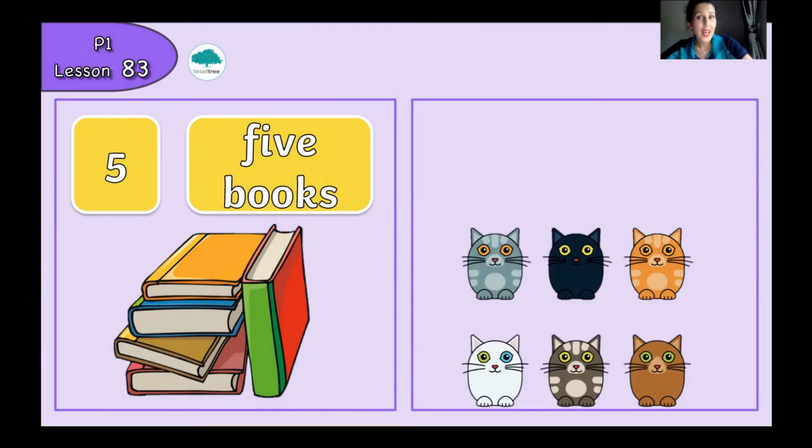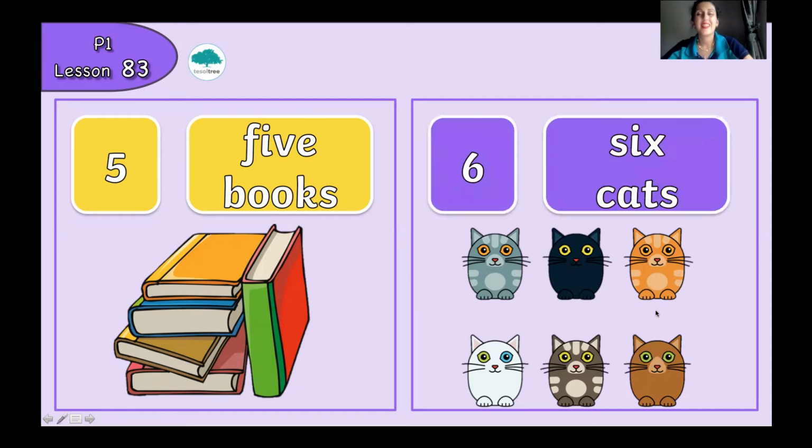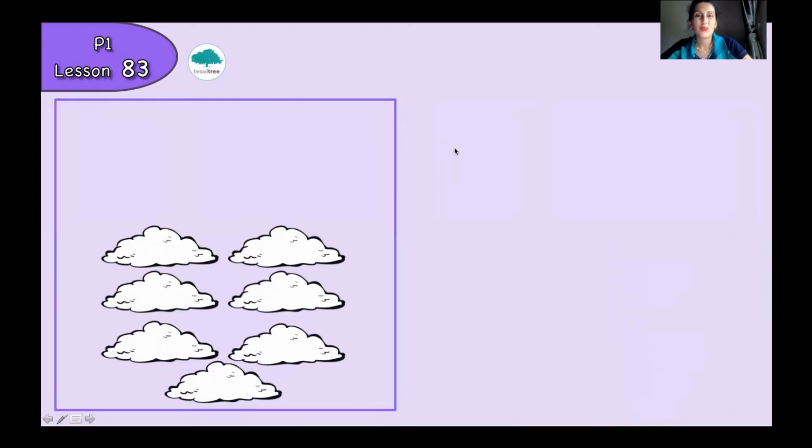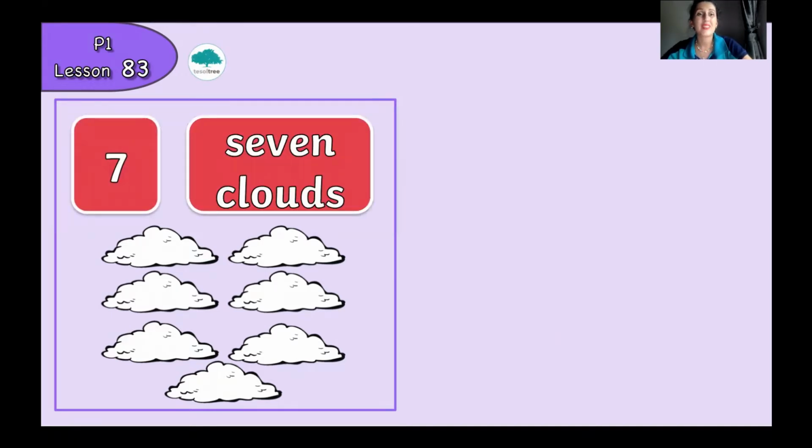There are many cats. And can you tell me how many cats can you find? 1, 2, 3, 4, 5, and 6. 6 cats. So now I want to show you clouds. And how do you think? How many clouds are on the picture? Try to guess. We know that after number 6 goes number 7. Yes, so there are 7 clouds. That's true. Good job.